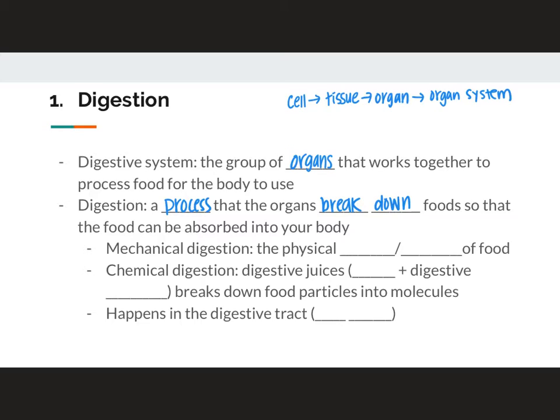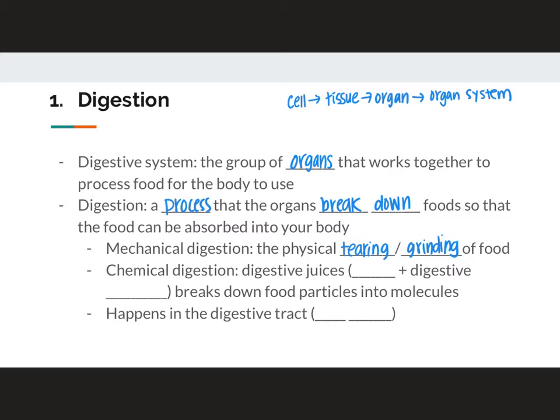We have 2 different types of digestion going on in the body whenever we consume food. The first digestion process is going to be through mechanical digestion. Basically, it's the physical tearing and grinding of food. So when you consume food, you're usually going to bite down the food to make it a smaller portion, and you're going to chew it so that the food is small enough for you to swallow.